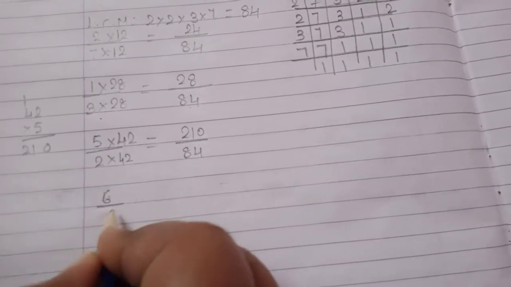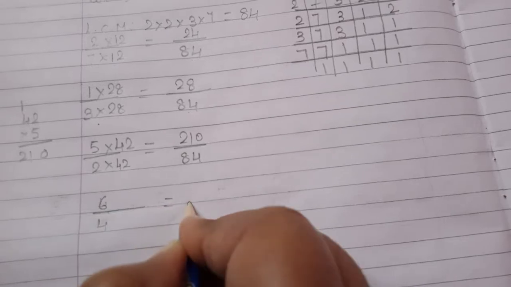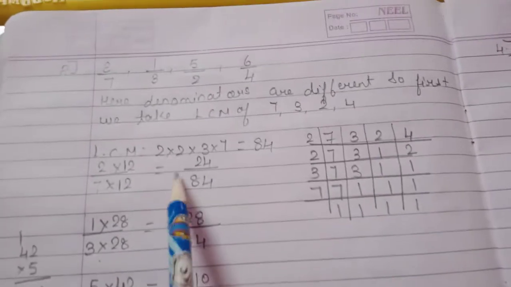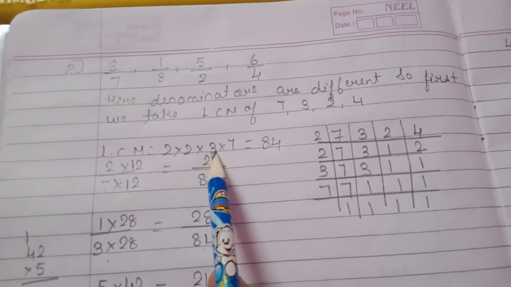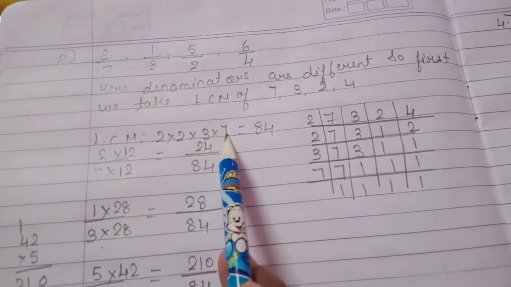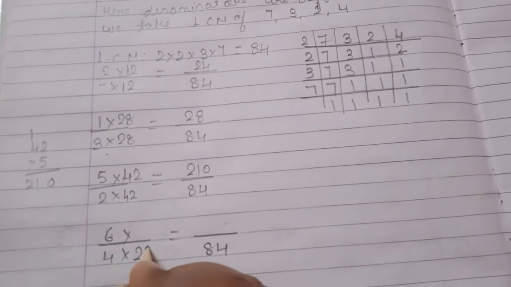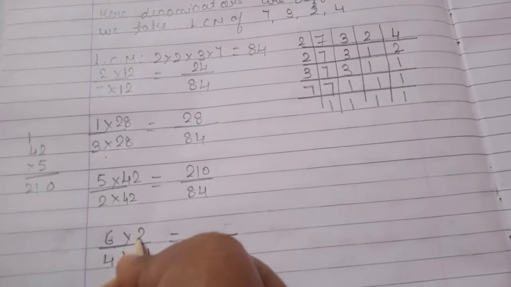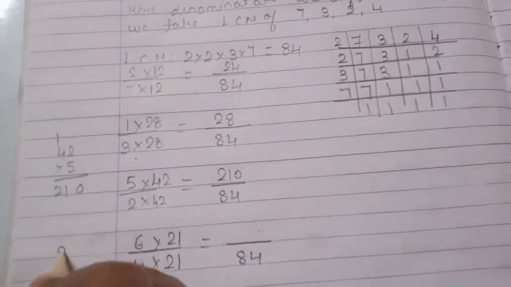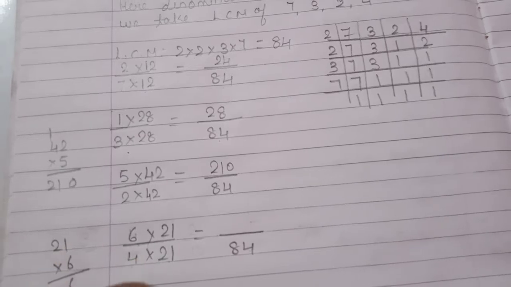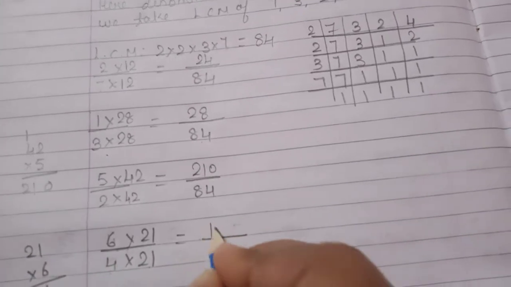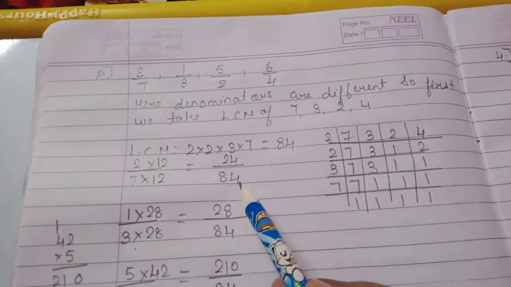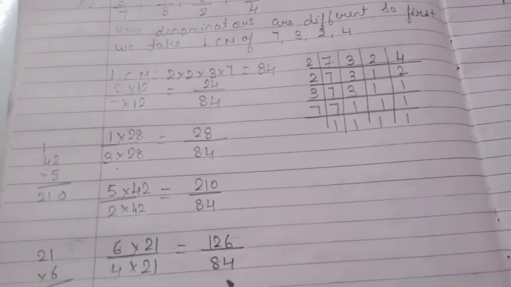So 6 upon 4. So we want the denominator 84. So here 4 is there. So what will we multiply? 2 2s are 4. So which numbers are left? 3 and 7. So 3 7s are 21. So we will multiply here 21. So 4 21s are 84. And the numerator also we will multiply with 21. Now 21 6s are... 6 1s are 6, 6 2s are 12. So 126. Now see here all denominators become the same, 84, 84, 84, 84.